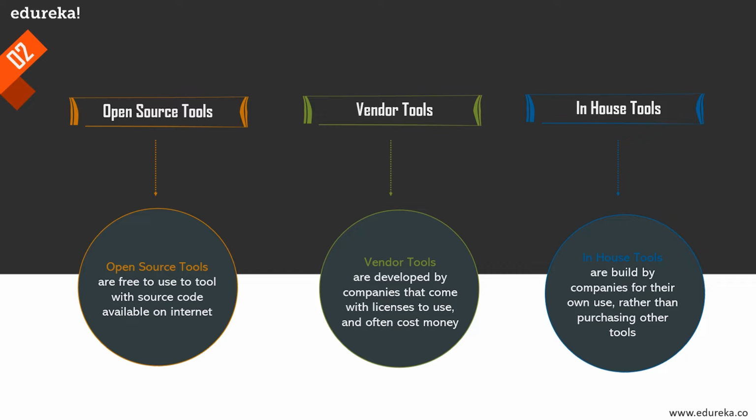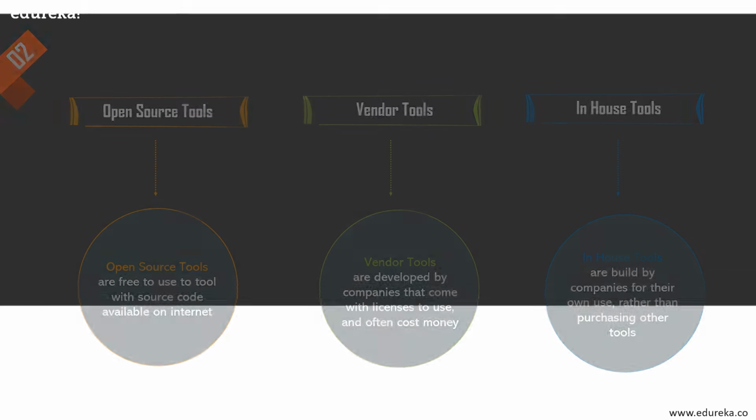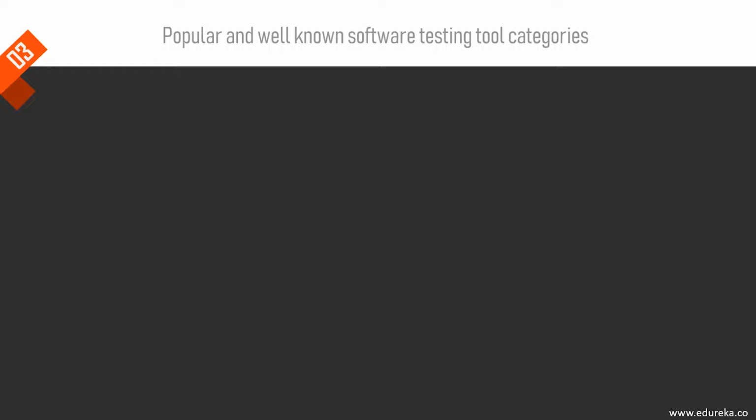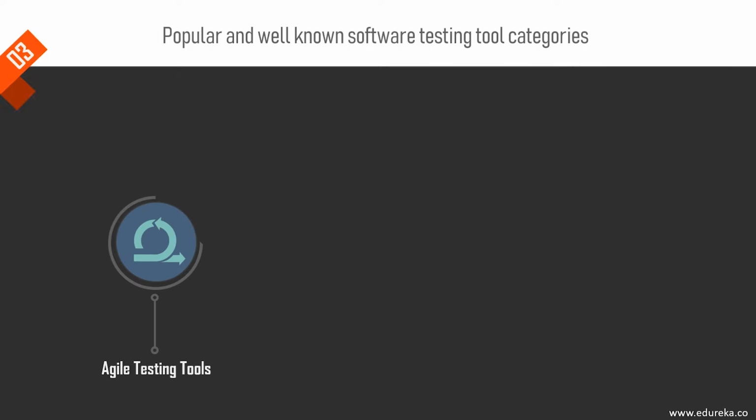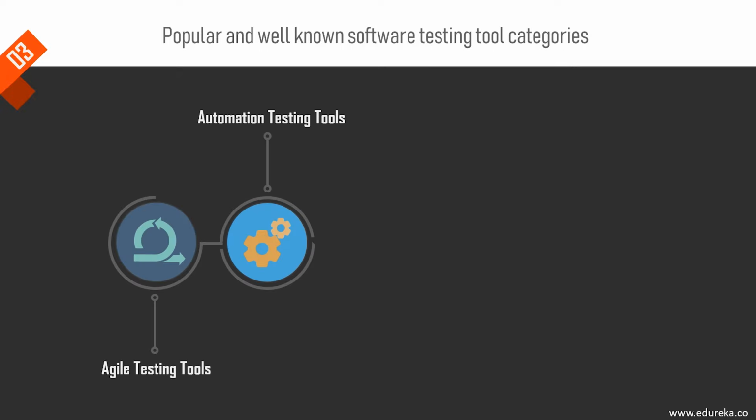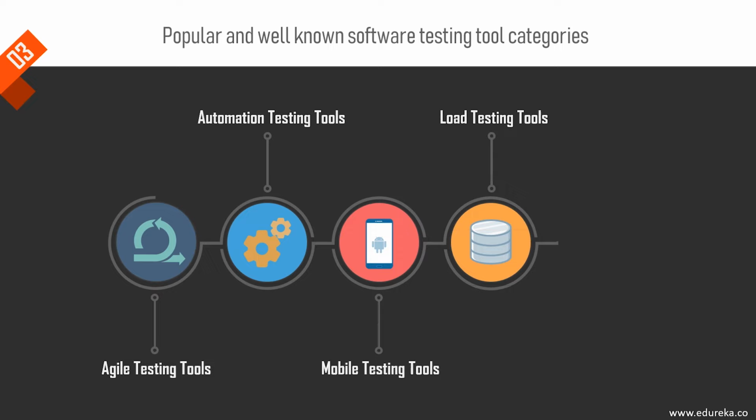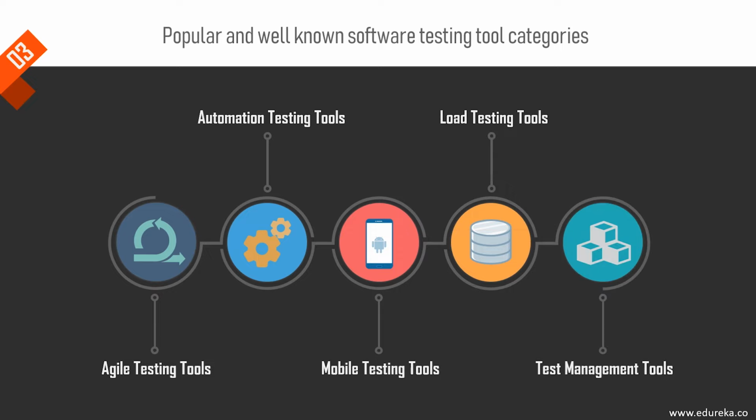So yeah, this is one way of categorizing software testing tools: open source, vendor, and in-house tools. We can also categorize tools based on their purpose. Like we have agile testing tools, automation testing tools, mobile testing tools, load testing, and test management tools. You also have something called user testing tools. But let's just discuss these 5 types today.